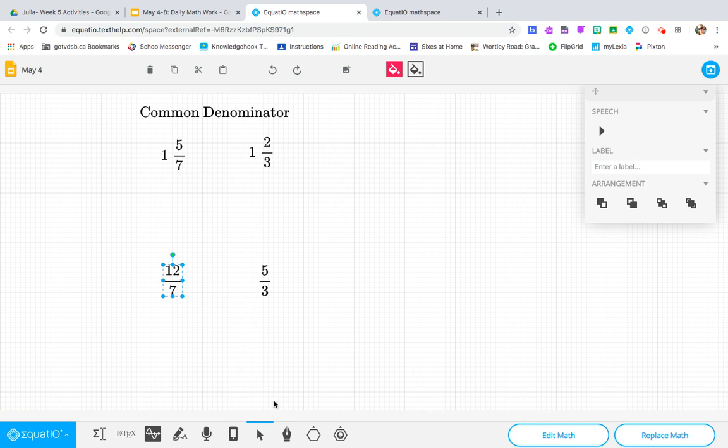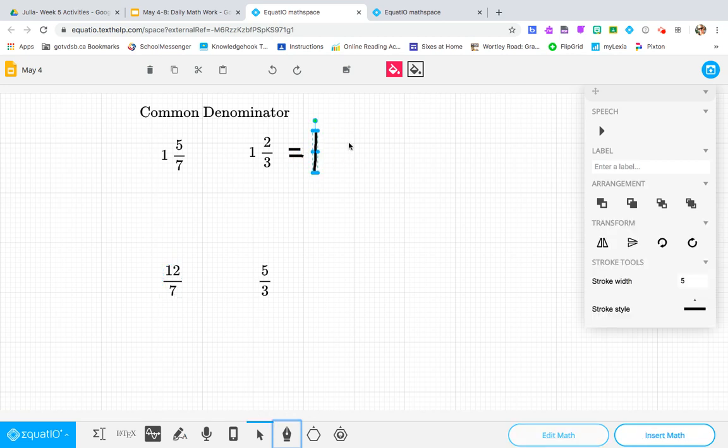21 is going to be my magic number here. So I'm going to get my pen out, and I am going to keep my 1 the same, but I'm going to change 2/3 to a fraction out of 21. So to do that, 3 times 7 is 21. So whatever I do to the bottom, I do to the top. So I'm going to do 2 times 7, which equals 14.